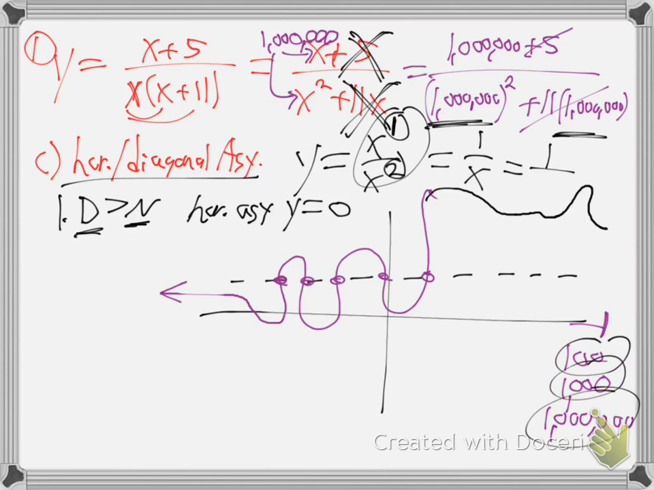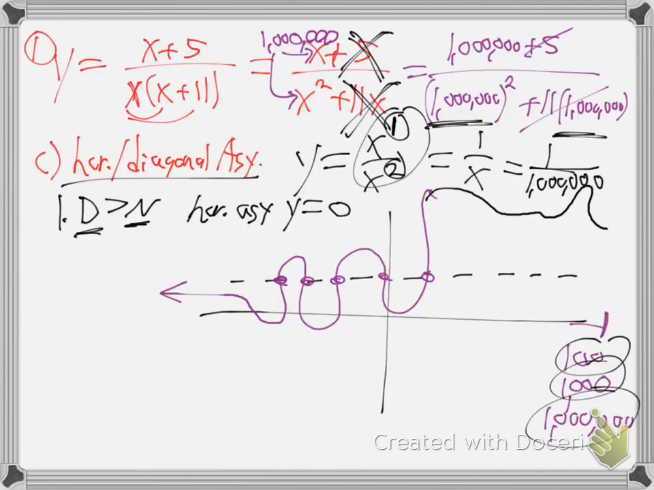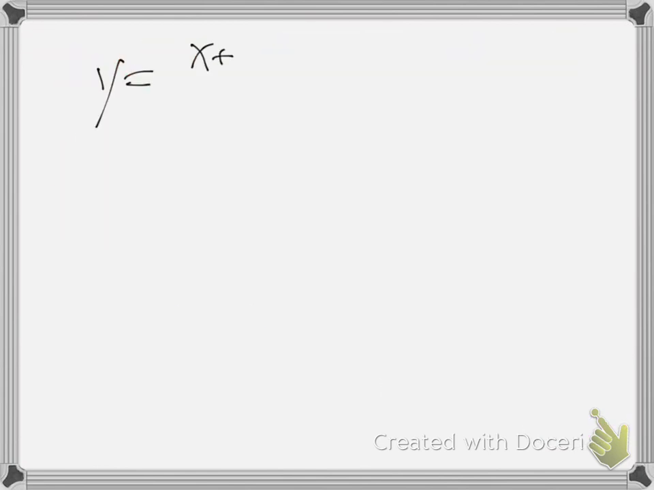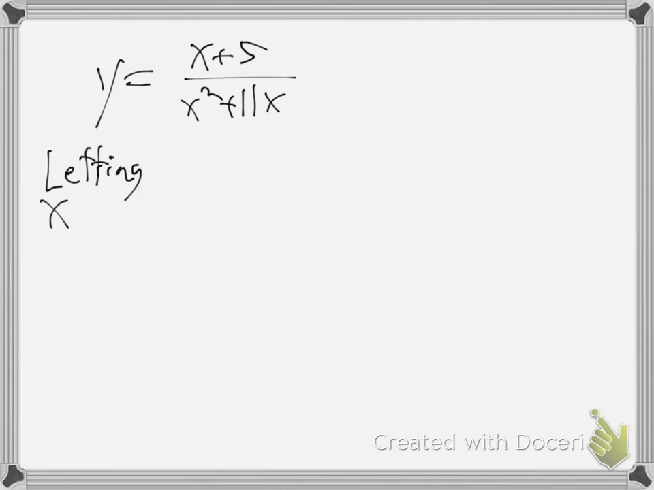So basically, let's just plug in 1,000,000 again. So now I'm plugging in 1,000,000. I hope I'm not confusing you. Here, let me go one more time. So the original function was, I want you to really understand this, x plus 5 over x squared plus 11x. Okay, and remember, I'm letting x head towards 1,000,000 and beyond, right? I'm letting x be 1,000,000.